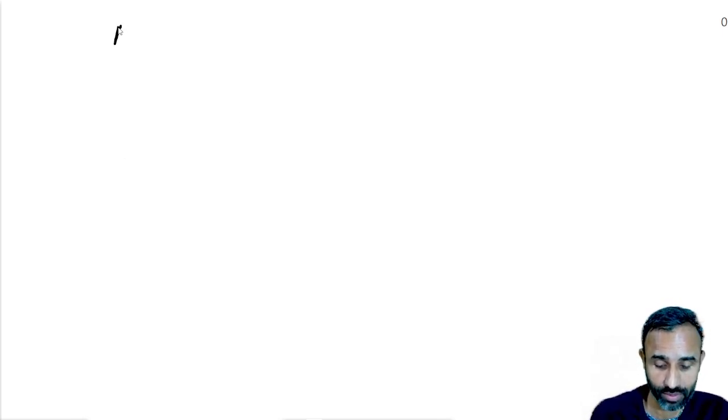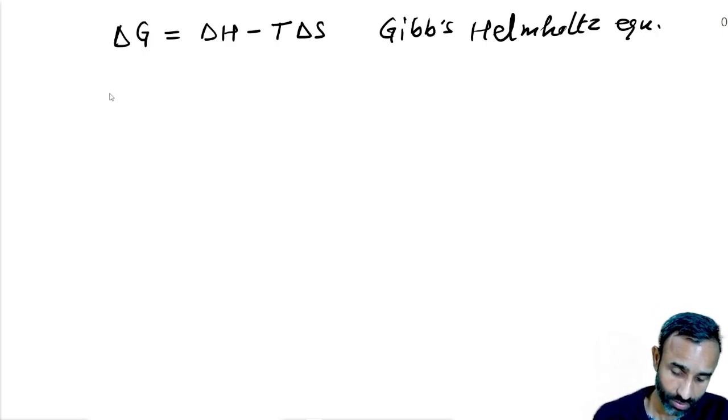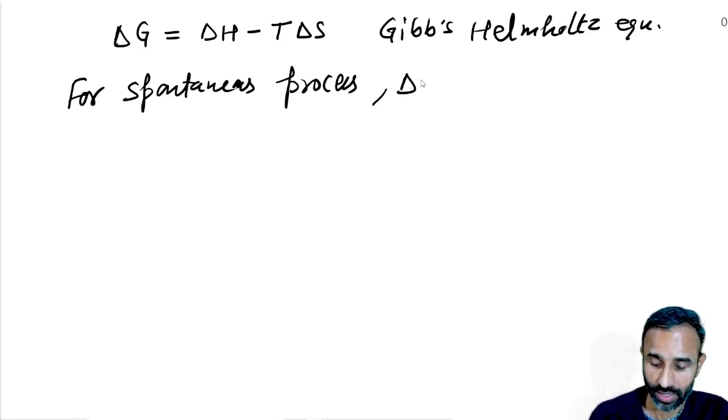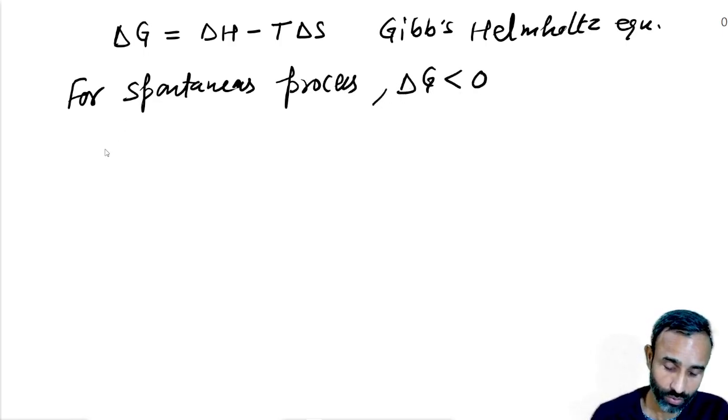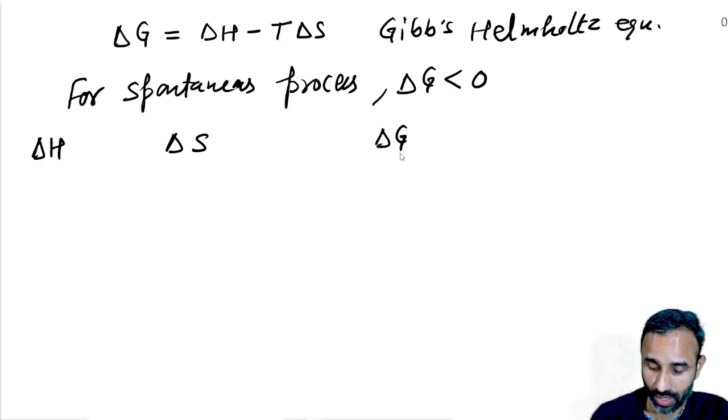Then next is delta G equals delta H minus T delta S, that is the Gibbs-Helmholtz equation. So for a spontaneous process, delta G should be less than 0. So delta H, delta S, delta G.